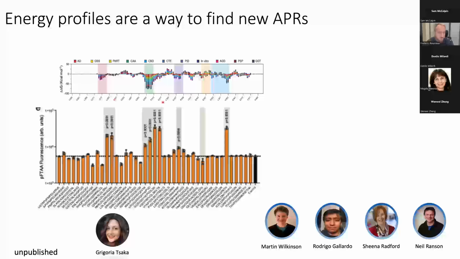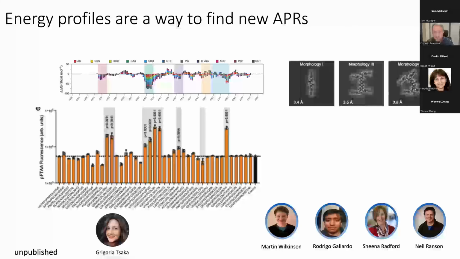And of course, this region, for those of you who work a lot with tau, is quite known. It's PHF6. This is PHF6 star. But you can see there are other regions as well. And in fact, it's quite interesting. We could, in fact, predict new APR regions that were not known already in tau. And one of those we looked into more detail in collaboration with Sheena Radford. And here you can see some of the structures.